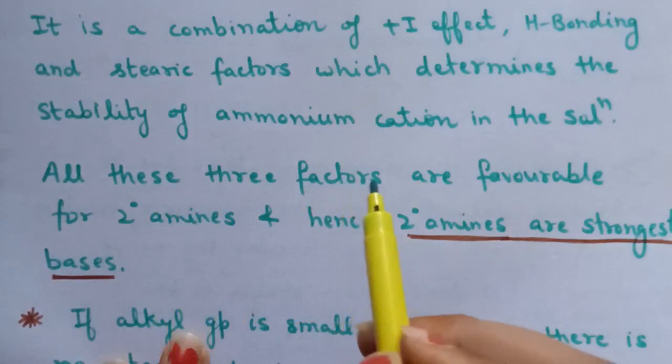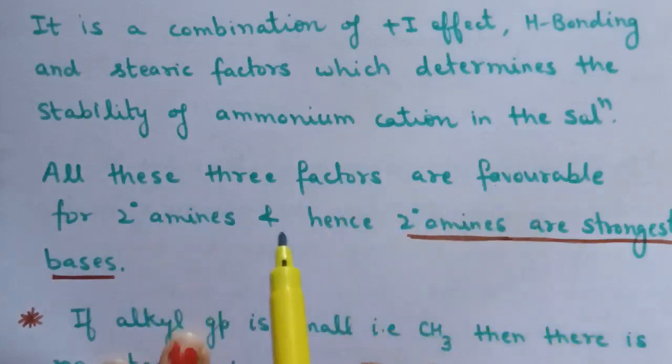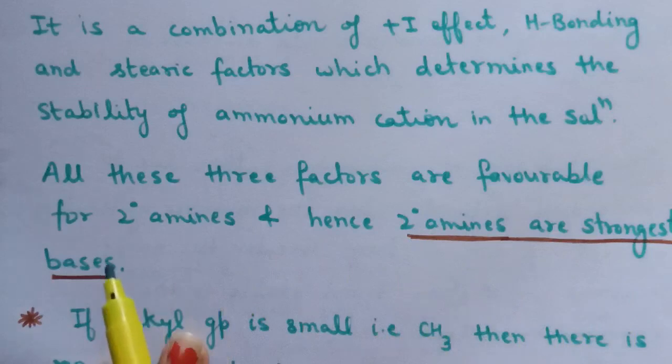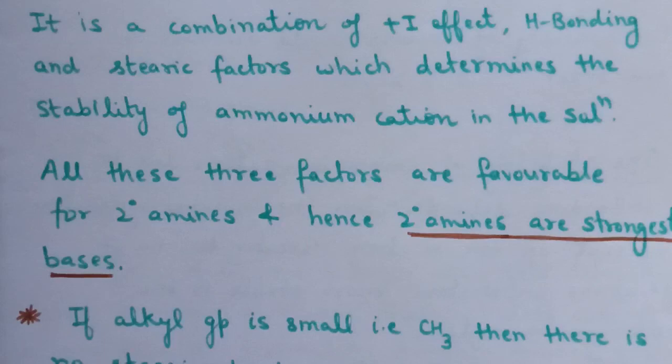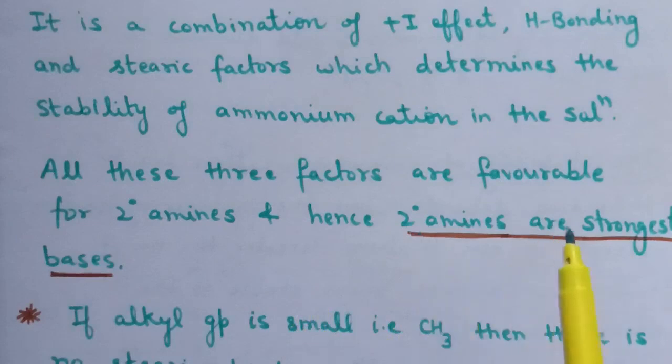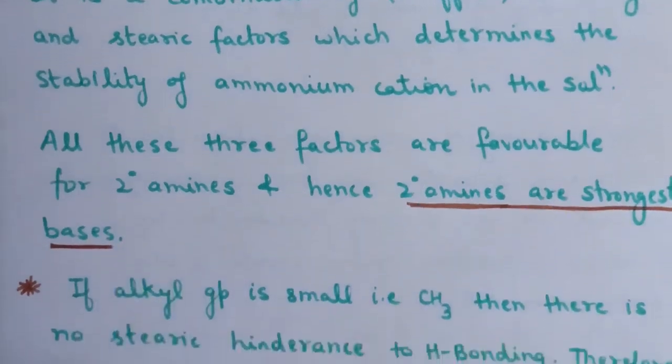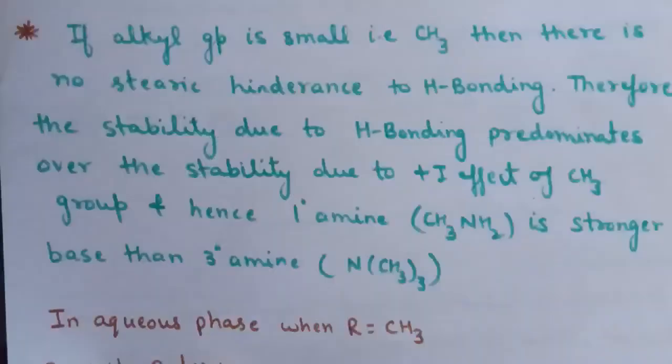So all these 3 factors are favorable for secondary amines and hence secondary amines are the strongest bases. According to plus I effect, the decreasing order is tertiary, secondary and primary, and according to extent of hydrogen bonding and steric factors, the basicity order is primary, secondary and tertiary. So when we combine all these 3 factors, secondary amines dominate and hence in aqueous phase secondary amines are the strongest bases. Now first case is if alkyl group is small.